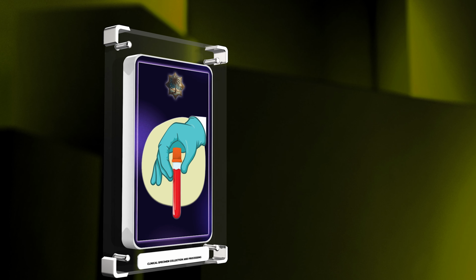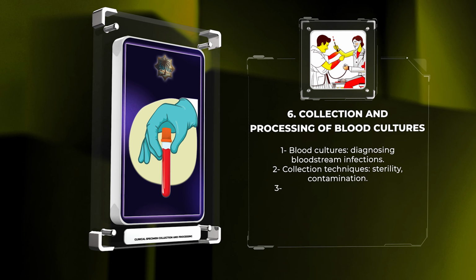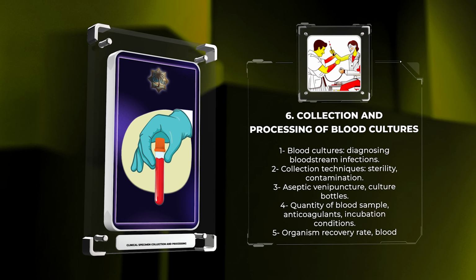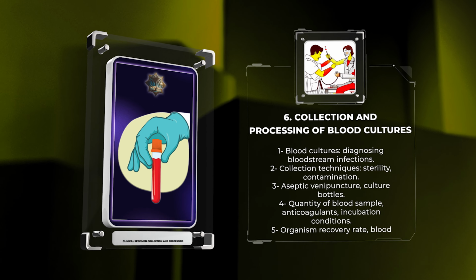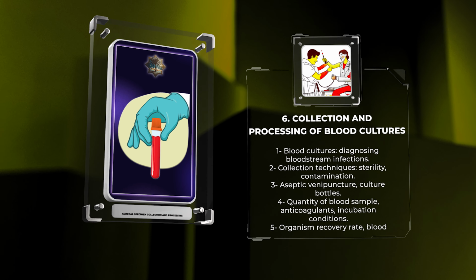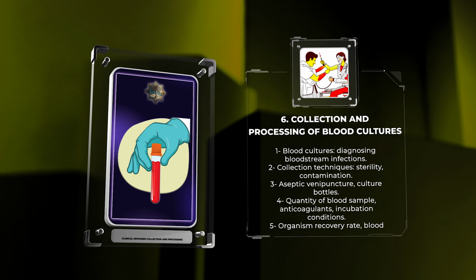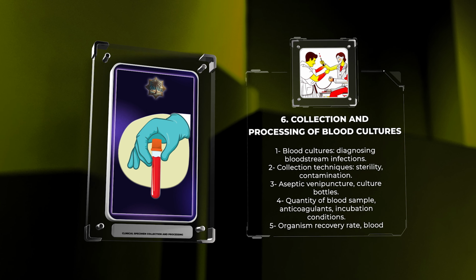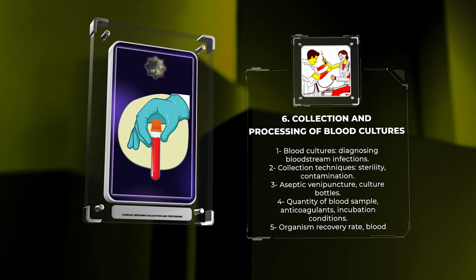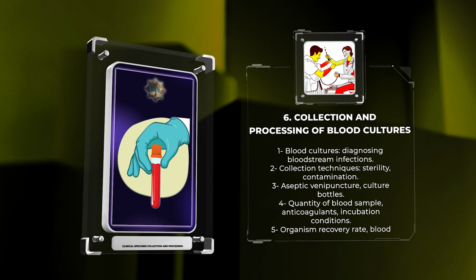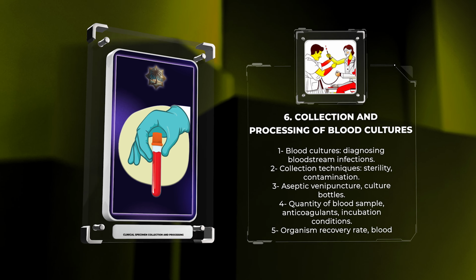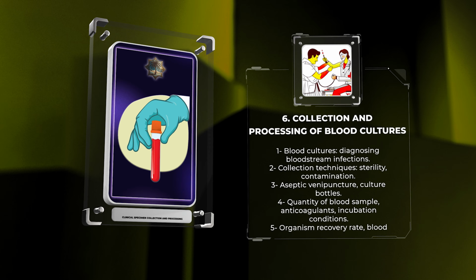Blood cultures are vital in diagnosing bloodstream infections. Proper collection techniques, emphasizing sterility, are necessary to avoid contamination. Aseptic venipuncture and the correct selection of culture bottles are critical steps. Furthermore, the appropriate quantity of blood sample, the use of anticoagulants, and the incubation conditions play a crucial role in maximizing the organism recovery rate from blood cultures.